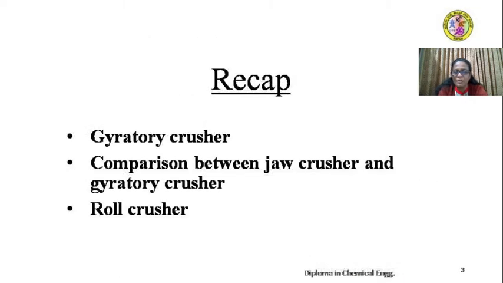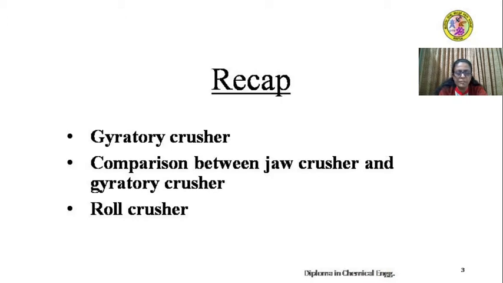So a quick recap of what we discussed in previous class. We studied about gyratory crusher, its working principle, its construction, then its application. Then we compared the two important crushers, the jaw crusher and the gyratory crusher, and how they are different with regard to operation, advantages and disadvantages. Then we also studied the other crusher, that is roll crusher, its construction and working. So now we have finished learning about the crushers.